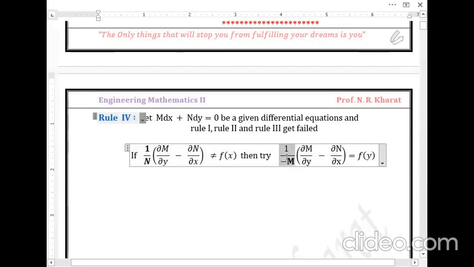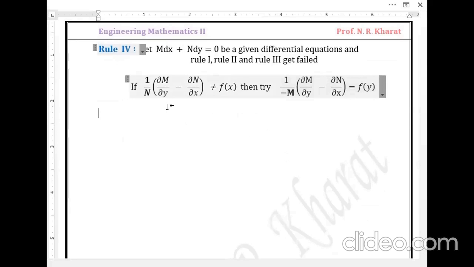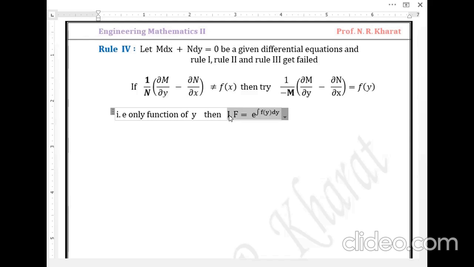So dividing this particular subtraction by minus M, if the answer is only a function of the y variable, then we can find the integrating factor by taking the integration of f of y with respect to y, and we keep this integration as an exponential function index. The simple conversion is that if the subtraction between M and N derivatives with respect to y and x, when divided by N, is not a function of the x variable, we move to rule number 4. We have to divide the same subtraction by minus M.